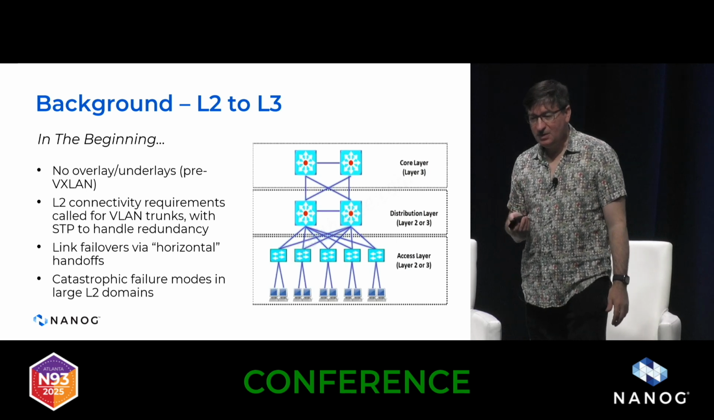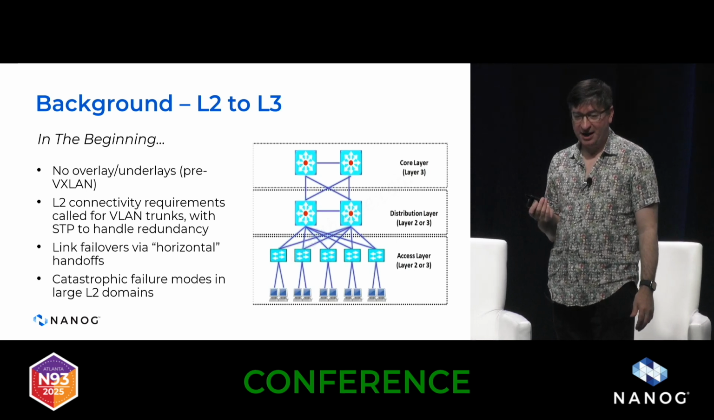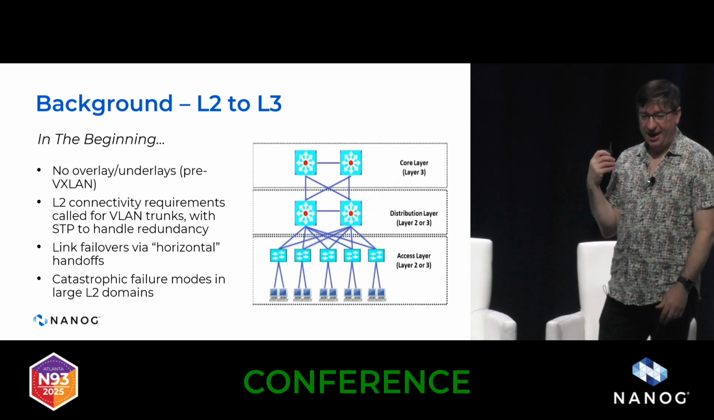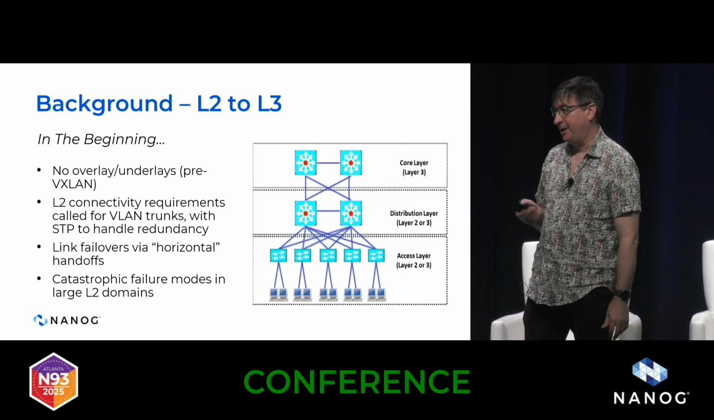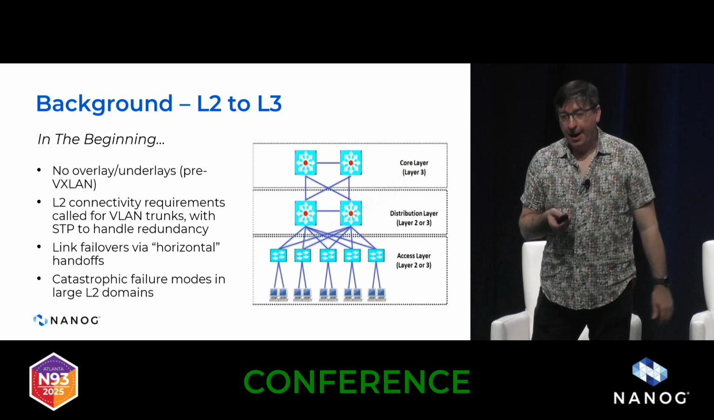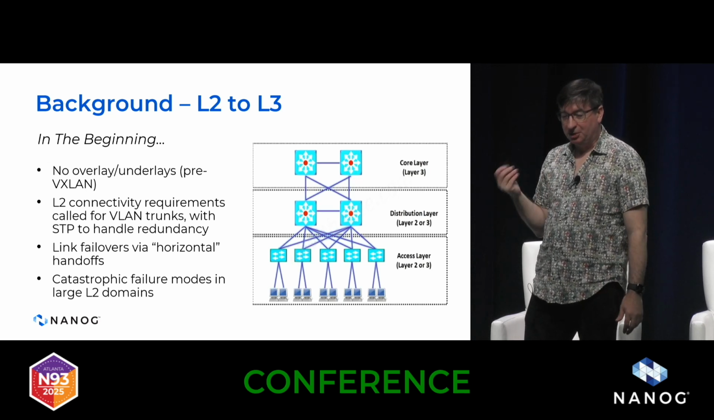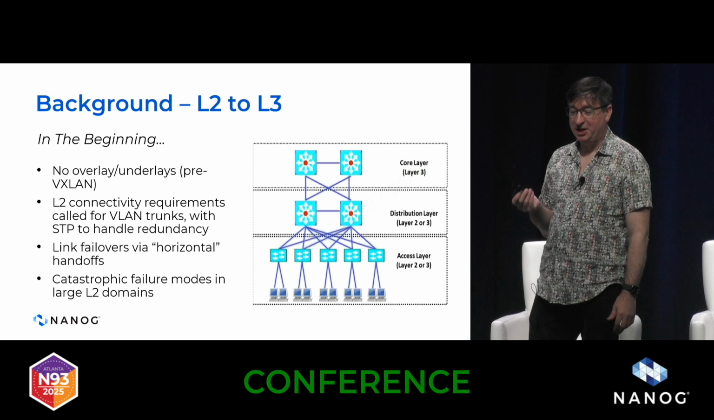Now, this model, we call it core distribution access, and this was before underlays existed. So this is pre-VXLAN, definitely pre-Geneve. L2 requirements, you generally needed VLAN trunks with spanning tree, as I mentioned.